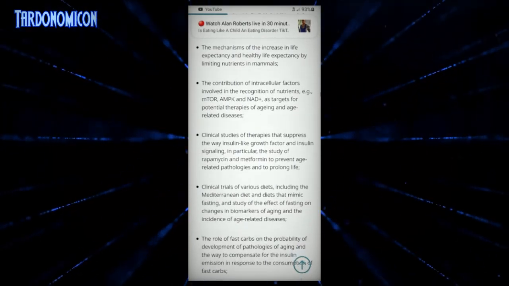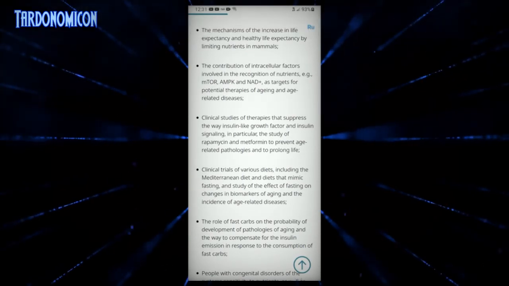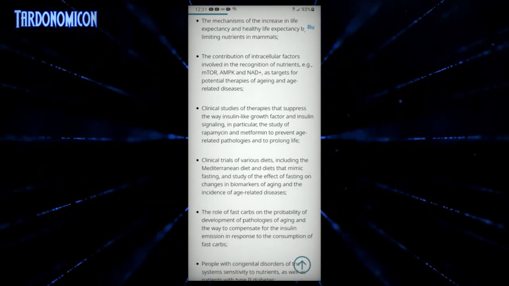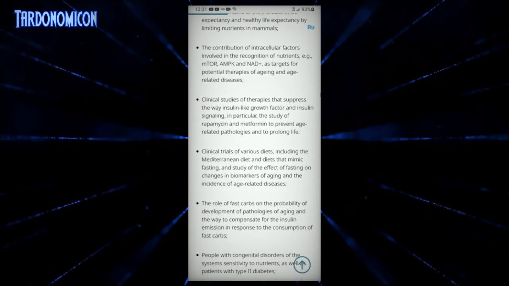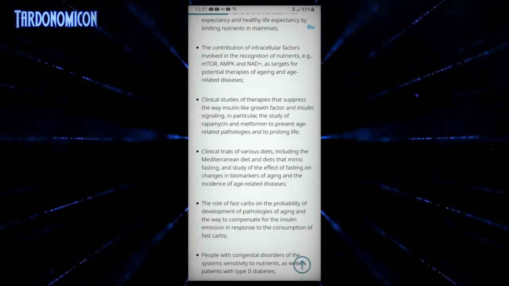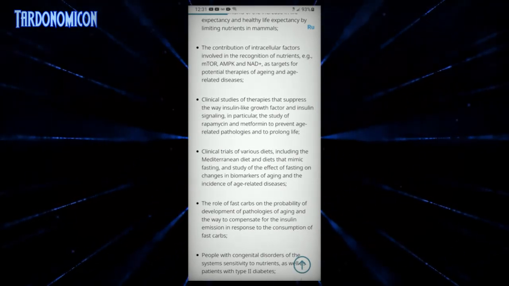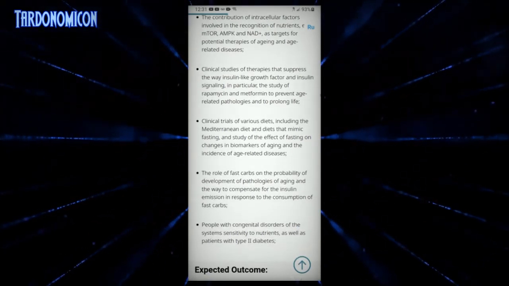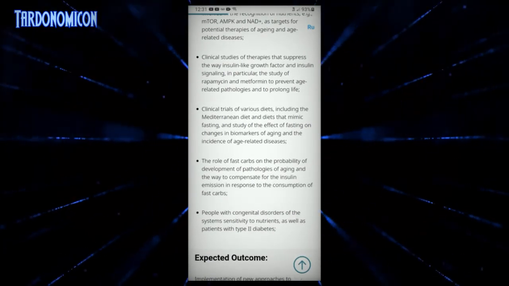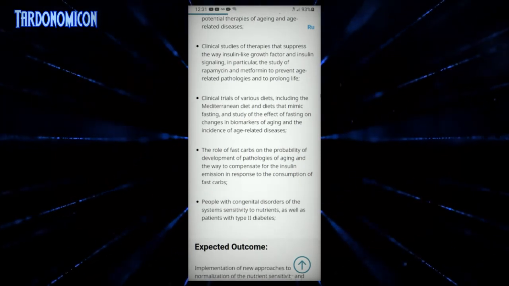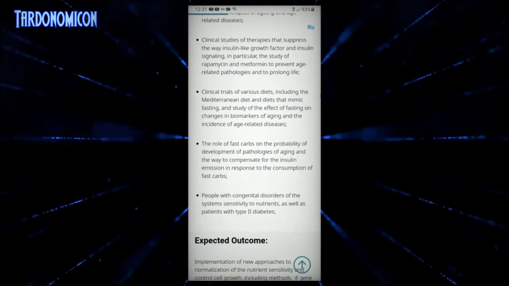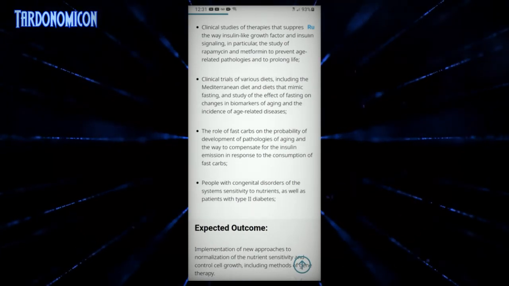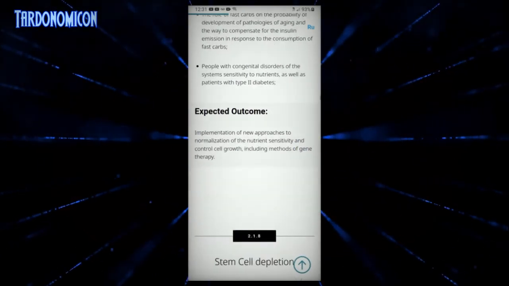The contribution of intracellular factors involved in the, so these are the different metabolic pathways, mTOR, AMPK, and NAD+, as targets for potential therapies of aging and age-related diseases. Clinical studies of therapies that suppress insulin-like growth factor and insulin signaling, in particular the study of rapamycin and metformin to prevent age-related pathologies, clinical trials, okay.